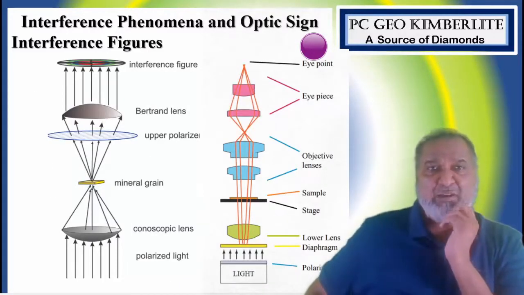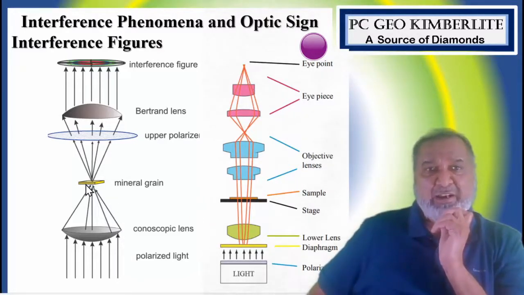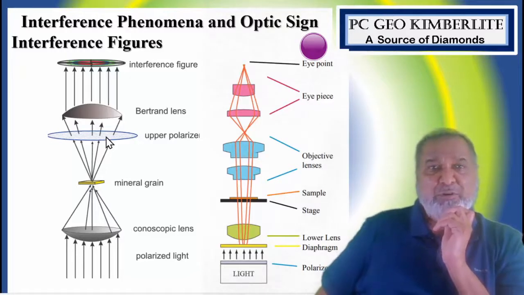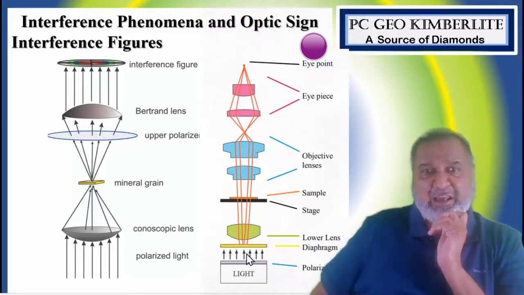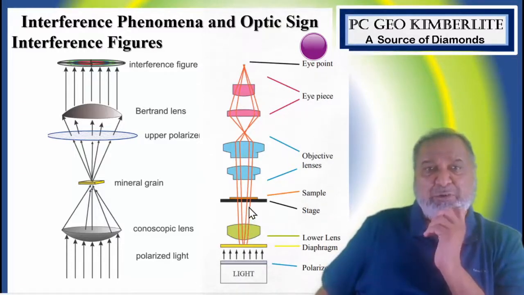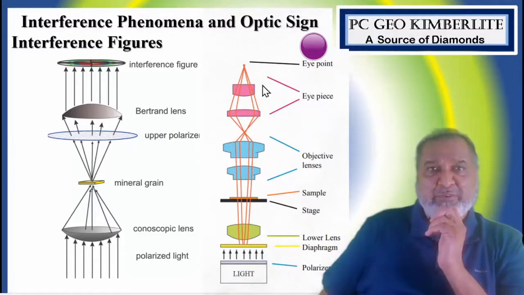Here we have the polarized light, the conoscopic lens, the mineral grain on the rotating stage, the upper Nicol prism, and the Bertrand lens, and you are going to see the interference figure. I can see here the light, then polarized light, then the lower diaphragm, where 100% of the light is vibrating in one direction, then the rotating stage with the sample slide, then the objective, and after that the upper prism, then the Bertrand lens and the eyepiece, and you are going to see that particular part.